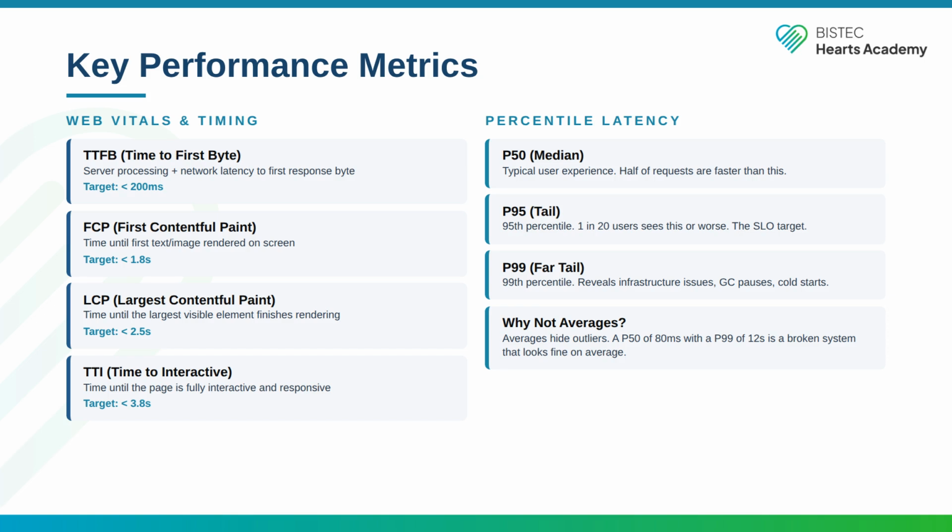LCP, largest contentful paint, measures when the main content finishes rendering, typically the hero image or the primary text block. The target is under 2.5 seconds. This is a core web vital and a Google ranking signal. Optimize your hero image, preload critical resources, and eliminate layout shifts to improve LCP.